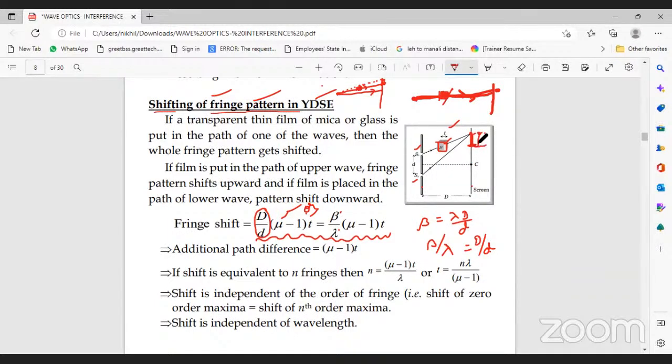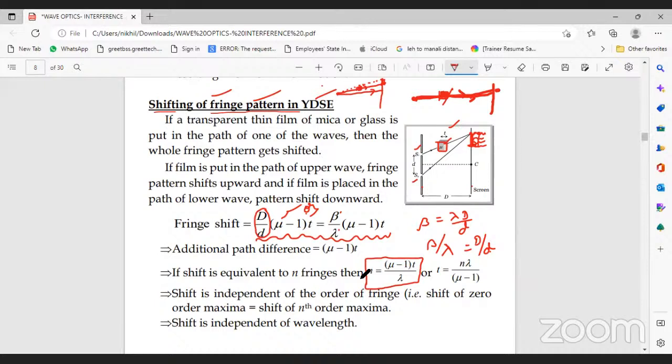If you want to find the number of fringes shifted, how do you find it? The number of fringes shifted is given by the formula mu minus 1 into T divided by lambda. If you want to find the number of fringes shifted, it is equal to mu minus 1 into T divided by lambda. You got my point?